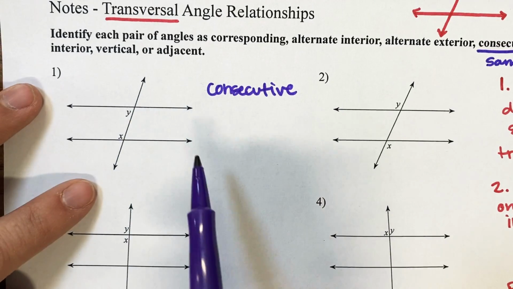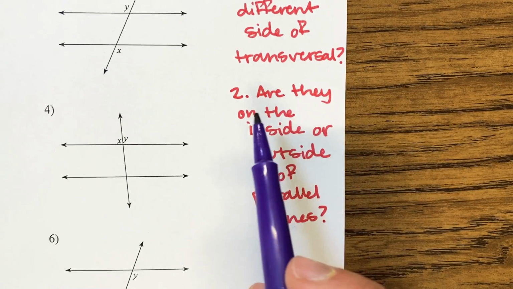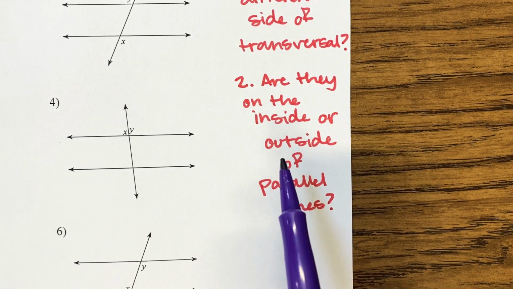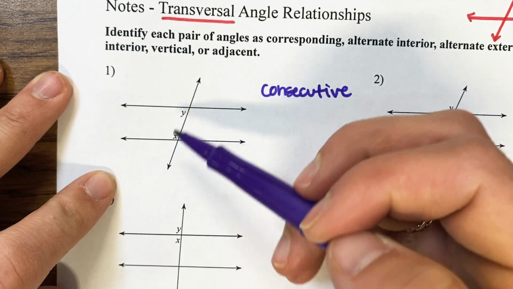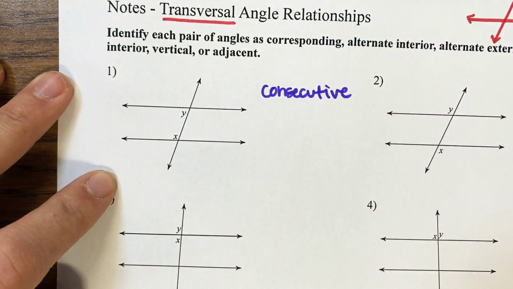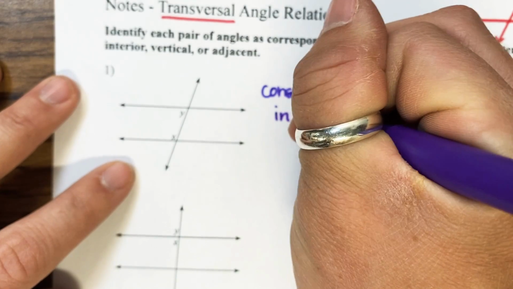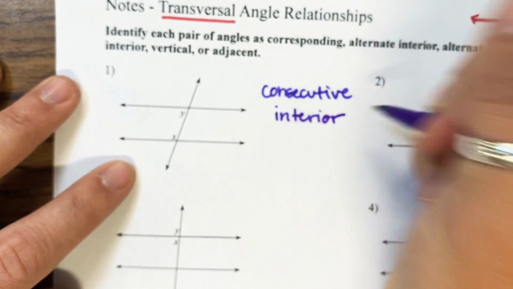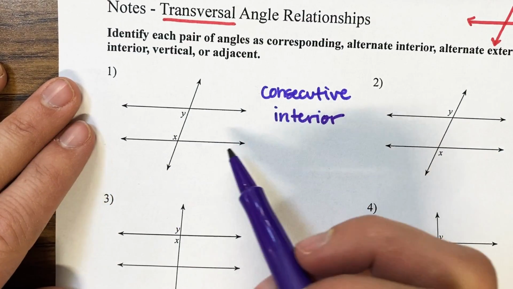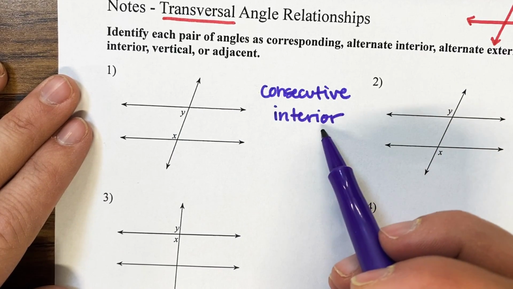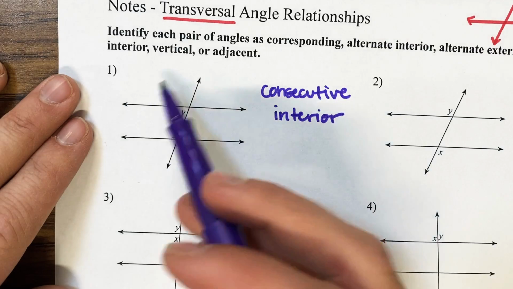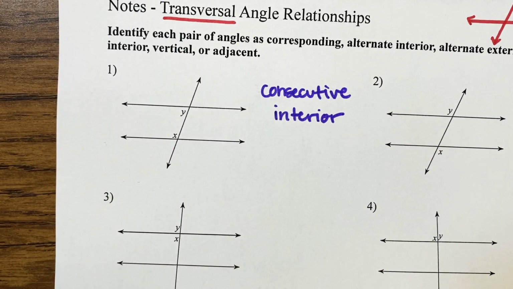So let's ask ourselves the second question. Are they on the inside or outside of the parallel lines? Let's go back. Are they on the inside, meaning between the lines, or the outside? They're on the inside. So these are called consecutive, meaning same side, and interior, meaning on the inside.